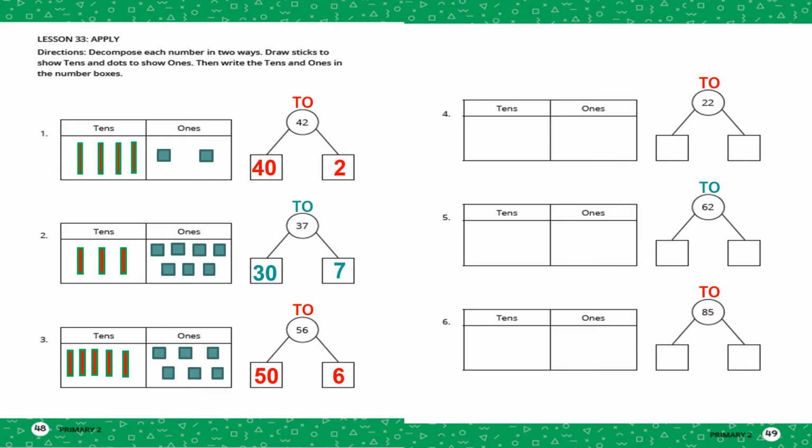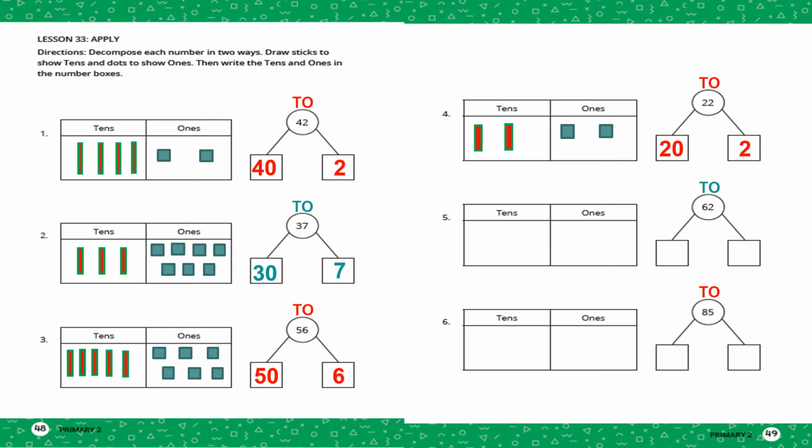Number 4, 22. Let's draw sticks in tens and small squares in ones. 2 in tens, draw 2 sticks in tens box. 2 in ones, draw 2 small squares in ones box. Let's decompose 22. 2 in tens, it will be 20. 2 in ones, it will be 2 as it is, without any zeros.